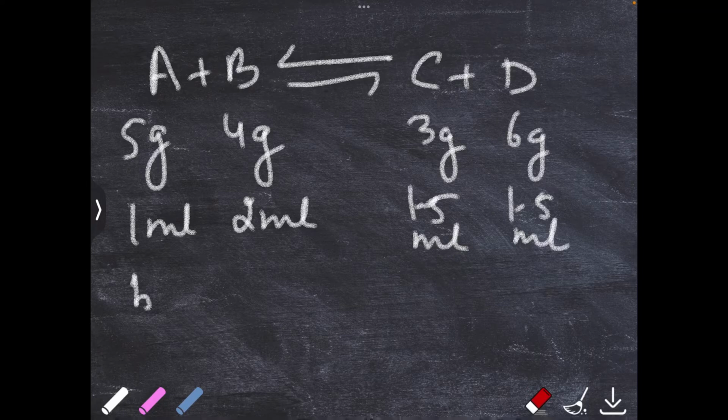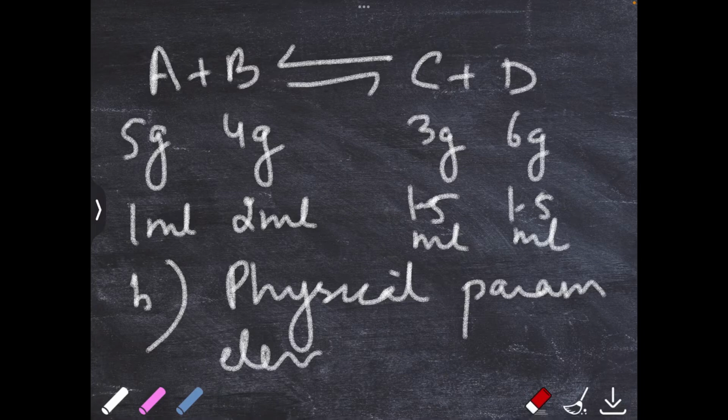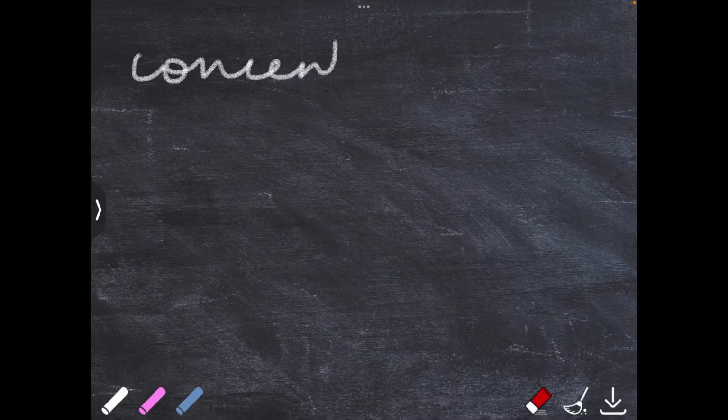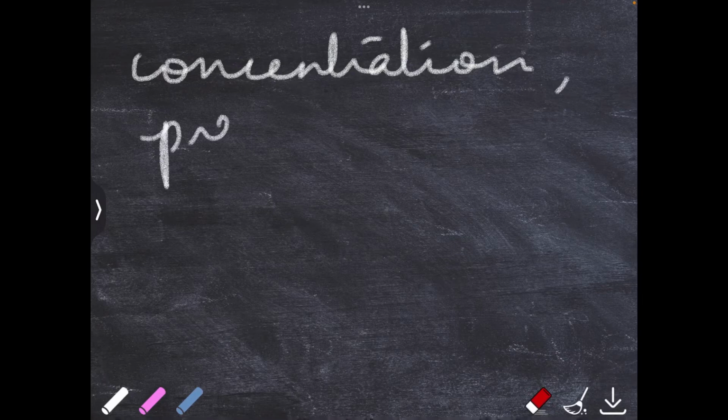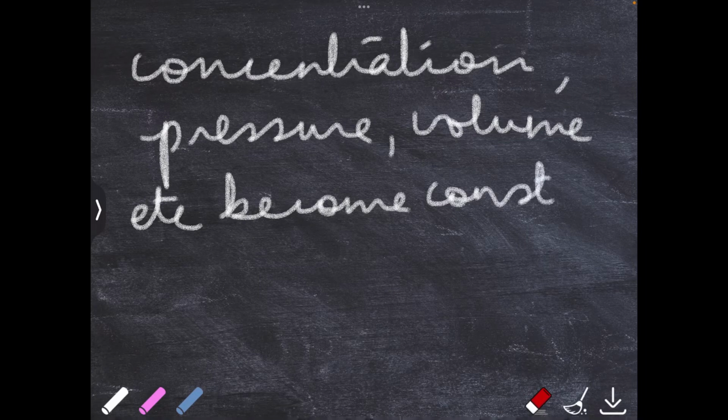So the second characteristic of the equilibrium is that physical parameters like concentration, pressure, volume, etc. become constant when equilibrium arrives.